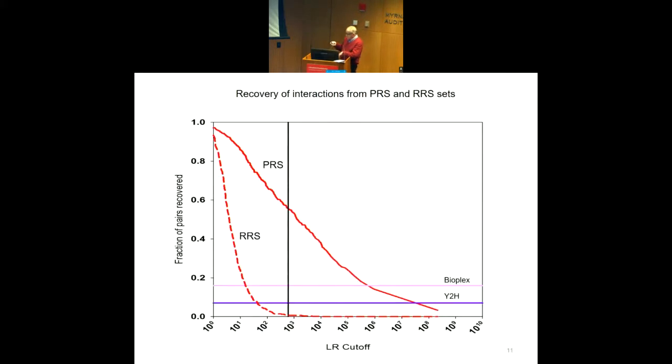This is on the same database. This is a database that Vidal's group compiled of known interactions, and this is the performance of PrEPI as a function of LR. And you can see that at an LR of 600, which we use, we are actually getting lots of good predictions. And for a negative data set, the RRS data set, at 600, we're not making many mistakes. And these lines show you what coverage the mass spec Bioplex and yeast-2-hybrid databases, both from Harvard, get. So we think we have a unique resource, and we want to use it in different applications.